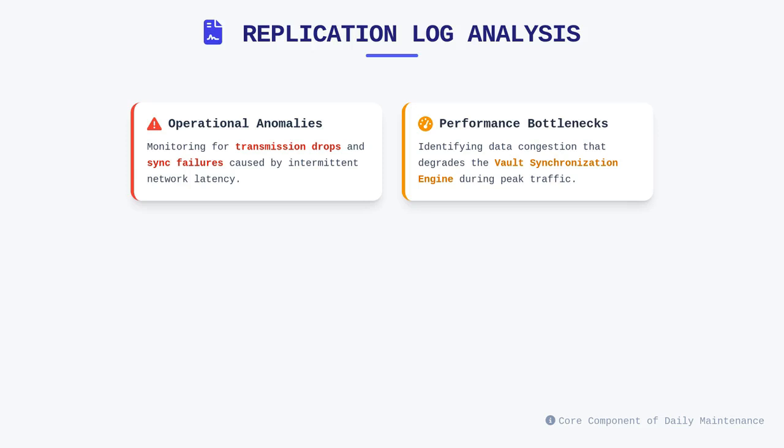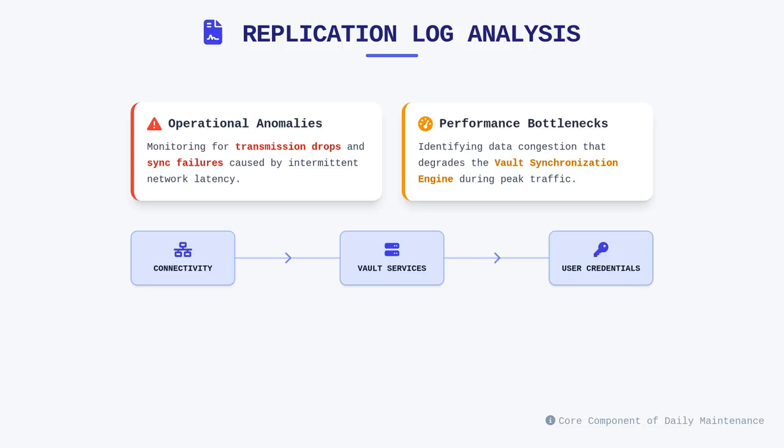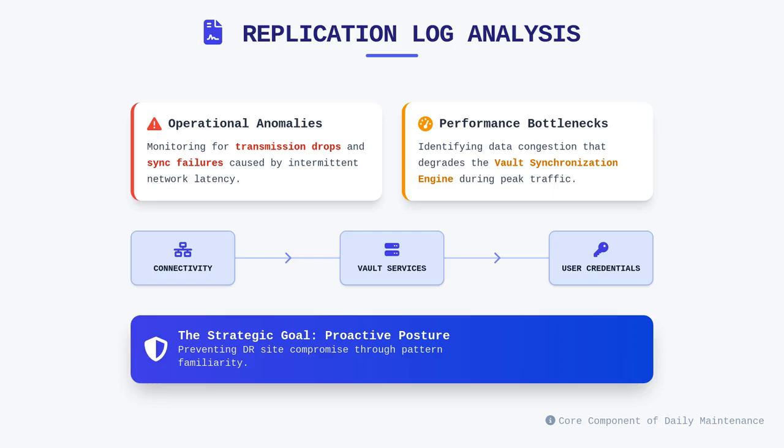If logs indicate an increase in failure rates, we verify the connectivity status, the status of the Vault services, and the credentials used by the replication user. Consistent tracking of these logs allows us to transition from a reactive posture toward a proactive one, where we address potential failures before they compromise the consistency of our disaster recovery site. Every administrator must be intimately familiar with the interpretation of these log patterns to maintain a healthy and resilient CyberArk ecosystem.